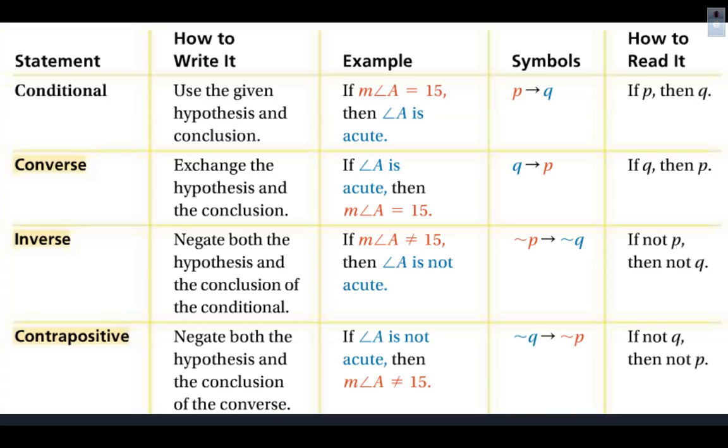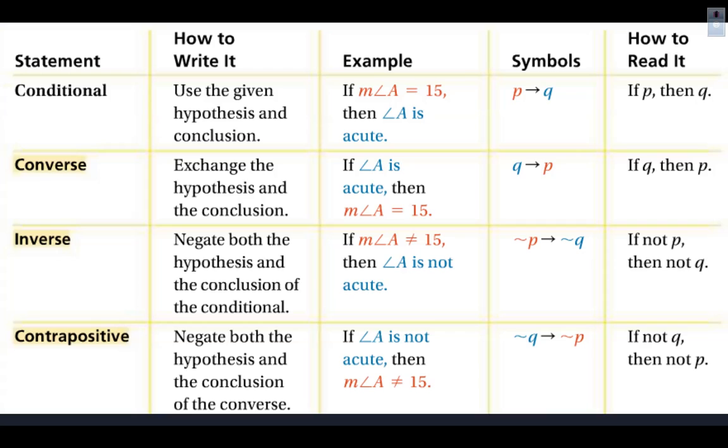So let's look at some examples of this. In the conditional, if the measure of angle A is 15, then the measure of angle A is acute. So if it's 15 degrees, it's going to be acute. That's P to Q. If P, then Q. The converse: if angle A is acute, then the measure of angle A is 15. Okay? That's if Q, then P. So we swapped the hypothesis and conclusion of the conditional.